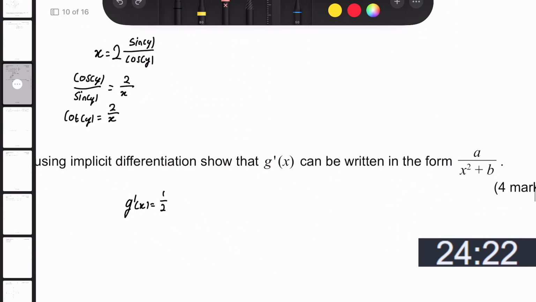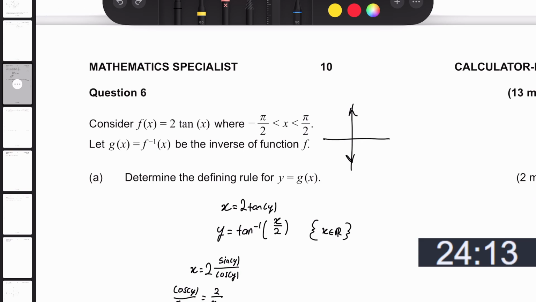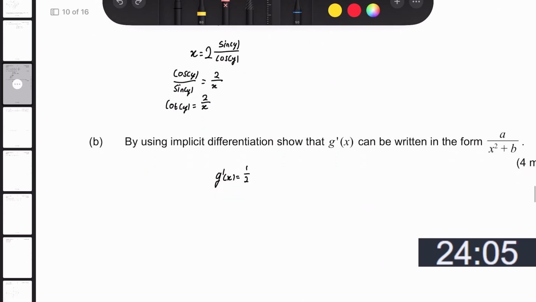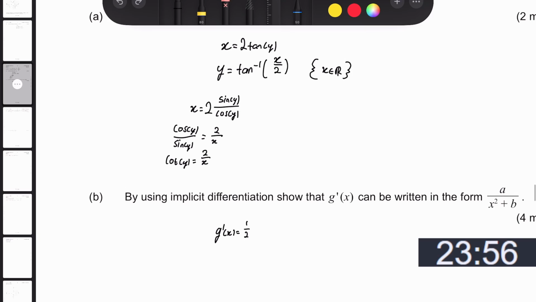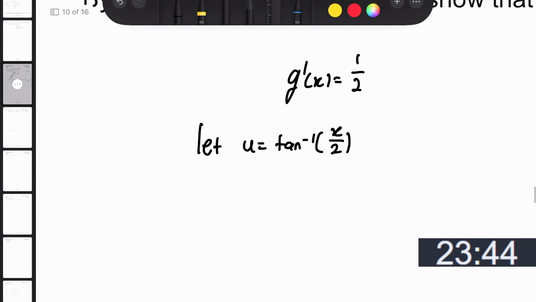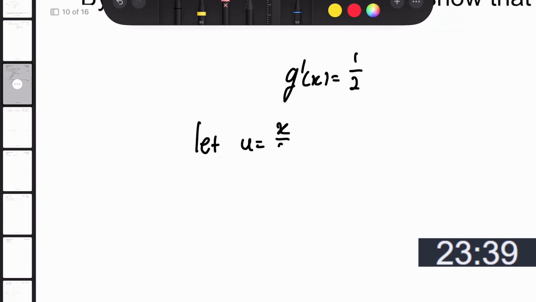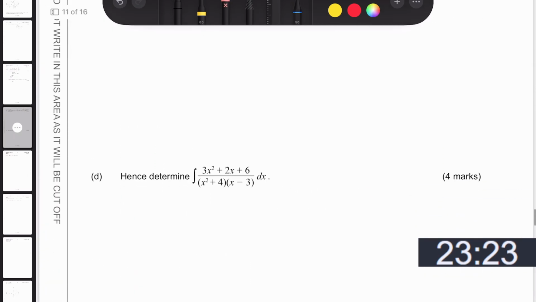Inverse tangent a plus b. Inverse function of f. Is it not just inverse of tan? What if I say let u equal tangent negative 1 of x on 2? Tan x on 2. No. Tangent. I think I'm going to skip this for now. Okay.